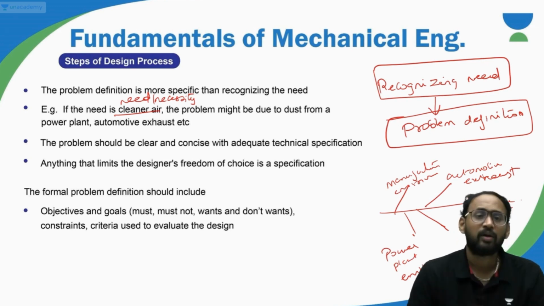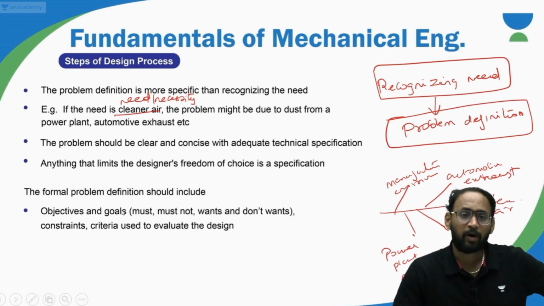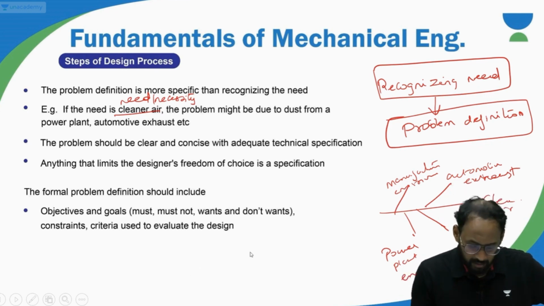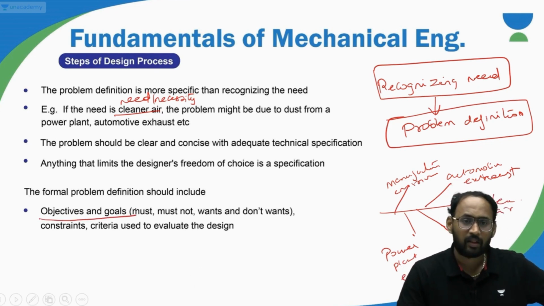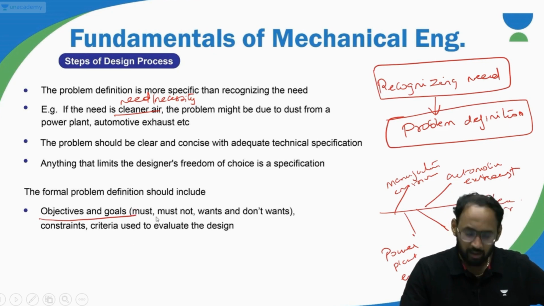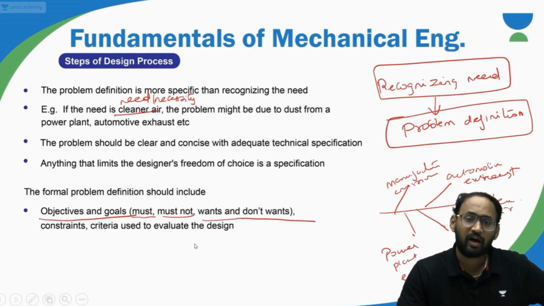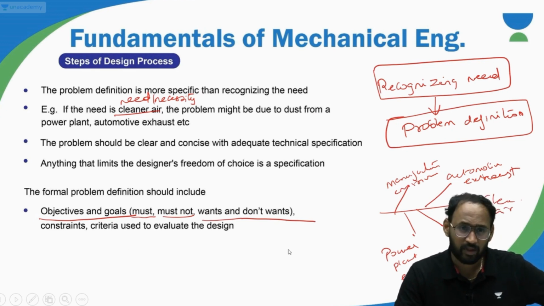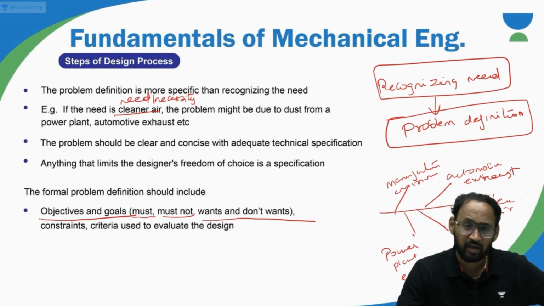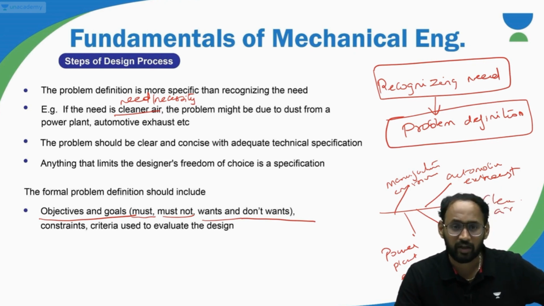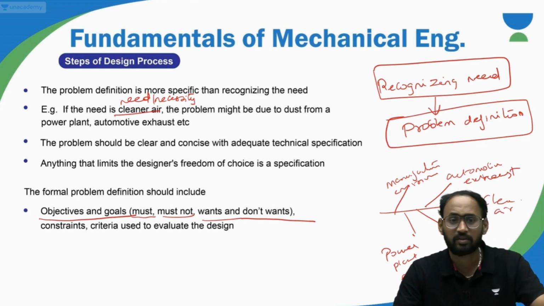So the formal problem definition should include the goals and objectives. What are the goals and objectives? What is a must, what is a must not, what is a want, what is a don't want. All these things are very important criteria to evaluate the design. So the problem definition should be very clear to mention what it has to include, what it should not include, what is a must and what is not a must.